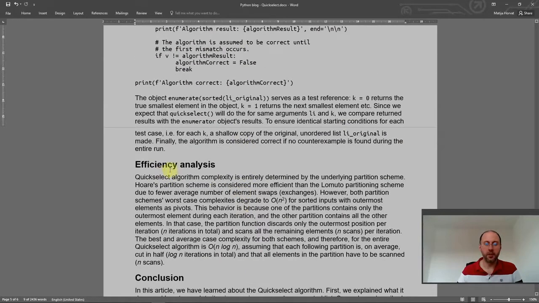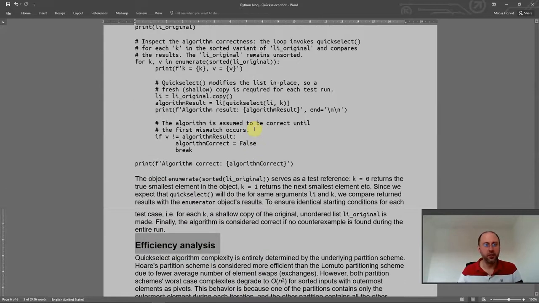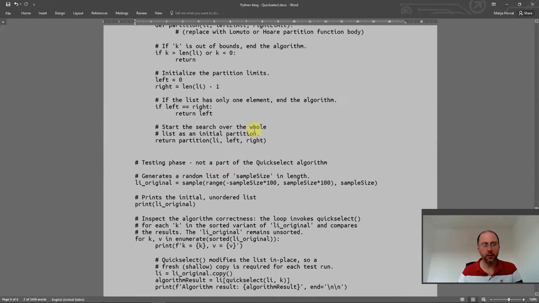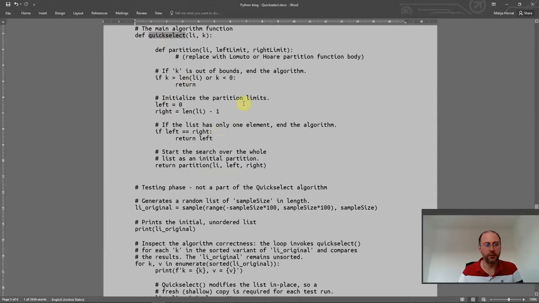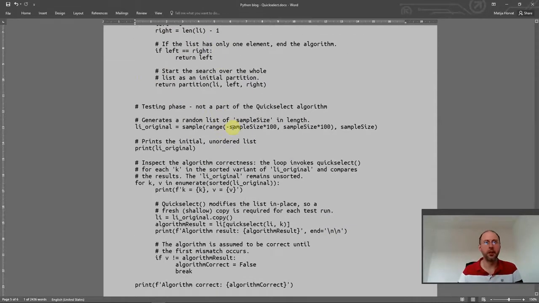During the efficiency analysis, I would like to emphasize several key points. The first one is that the Quickselect algorithm's complexity is actually totally dependent on the underlying scheme, because the partitioning scheme does all the heavy lifting, all the work. The Quickselect function only calls it and makes these trivial checks and initializations.